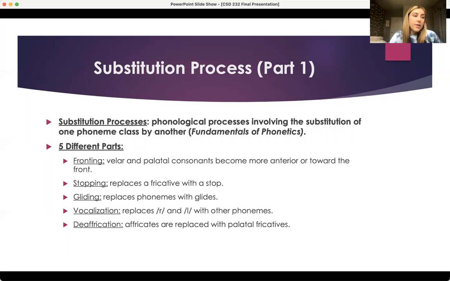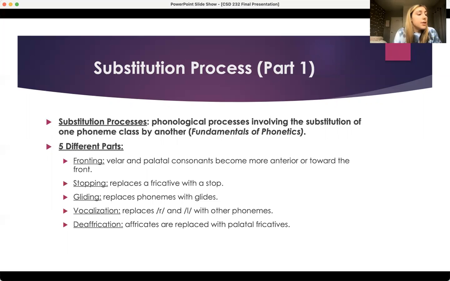So now we're on to the second type of phonological process, which is known as the substitution process. Substitution processes are the phonological processes involving the substitution of one phoneme class by another. And there are actually 5 different parts to this. So the first one is fronting, and fronting is where the velar and palatal consonants become more anterior or toward the front.